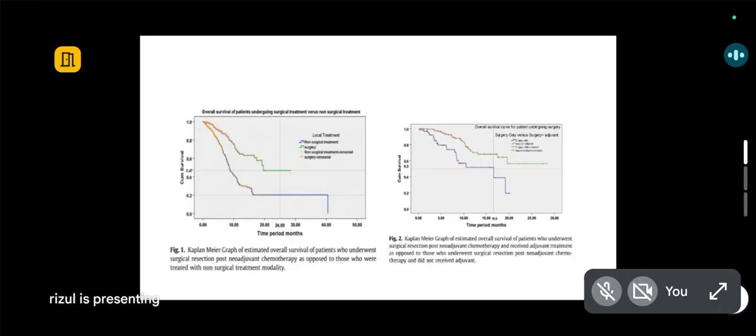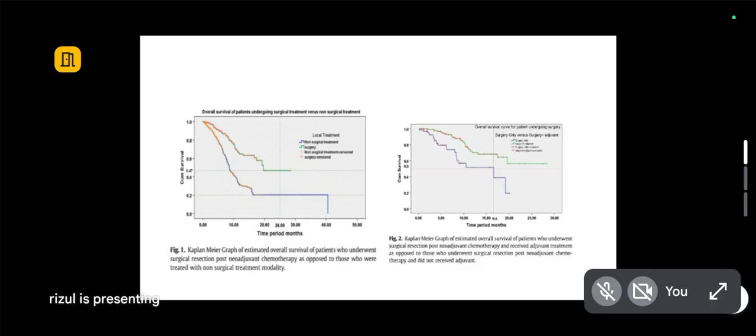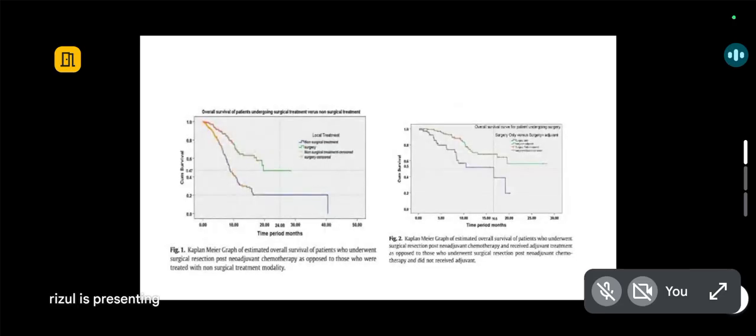Then going with the... Yes sir. For how many years? 1 year, 2 year disease free survival? No sir, it was the 5-year survival rate. The data was for 4 years, between 2008 and 2012, where they studied this data, and they showed that the overall 5-year survival rate was much better using neoadjuvant chemo followed by surgery compared to surgery alone.